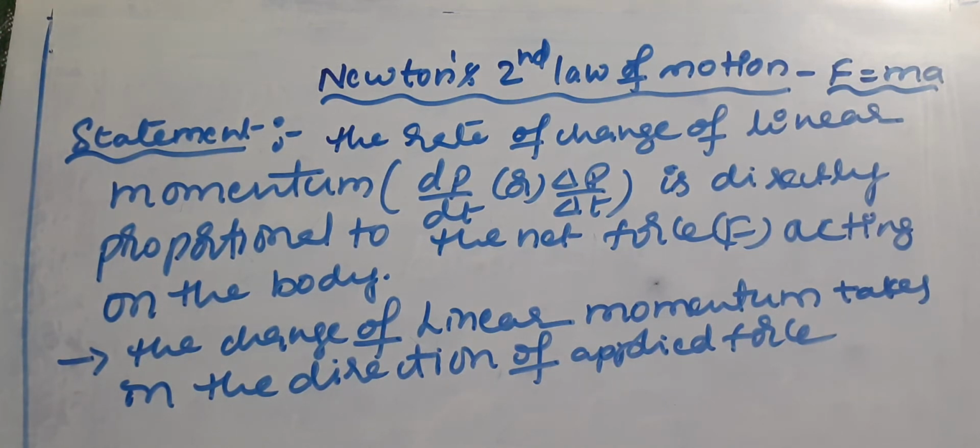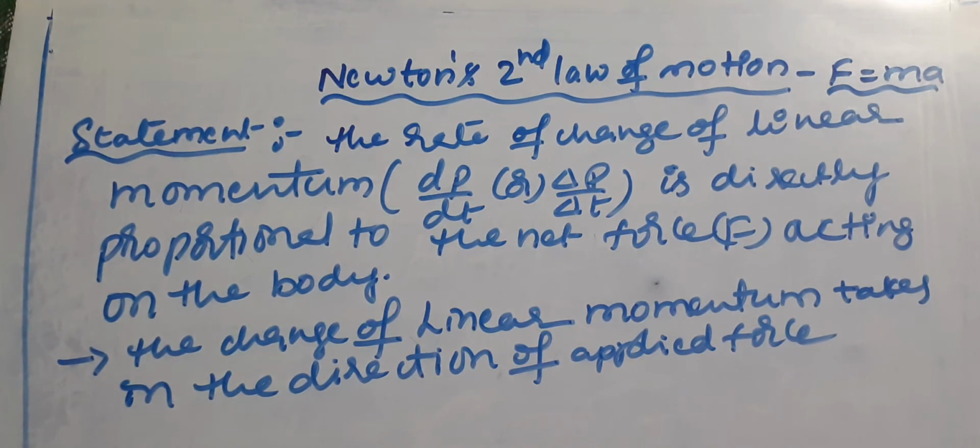So the rate of change of linear momentum, denoted by dp by dt or delta p by delta t, is directly proportional to the net force F acting on the body. The change of linear momentum produced in the body takes place in the direction of the applied force. It means that the rate of change of linear momentum increases with the increase of net force acting on the body, and decreases with the decrease of net force. With this statement we can derive the formula for force, which is given as F equals ma.